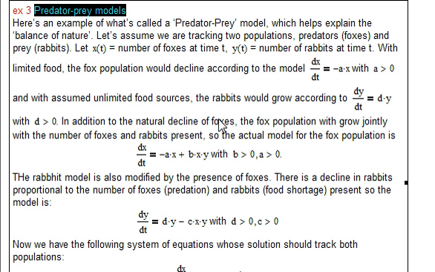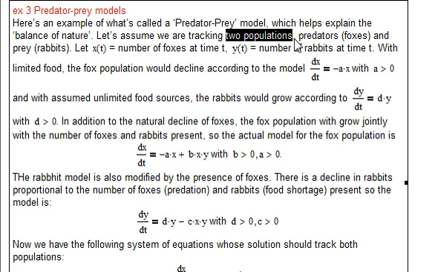The whole environment is one massive predator-prey model. So let's assume, boy, would that be a big system if we included all possible animals. Let's assume we're tracking two populations: predators, let's say foxes, and prey, let's say rabbits. And x of t is the number of foxes at time t, y of t is the number of rabbits at time t.